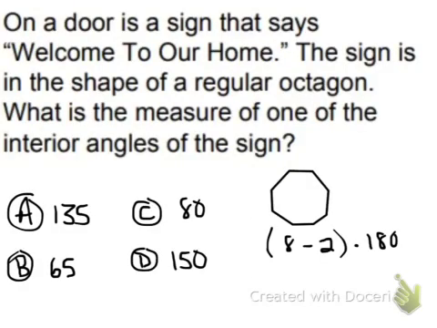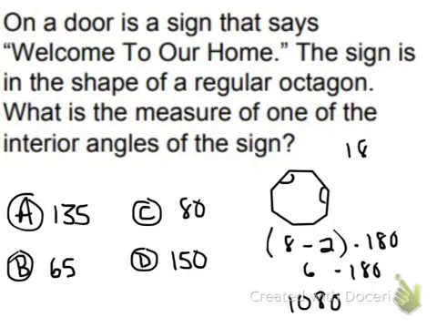Alright, and this will be our last one. This is a fun one. It says, on a door is a sign that says, welcome to our home. The sign is in the shape of a regular octagon, so I tried to do my best to draw an octagon here for you. Basically a stop sign. What is the measure of one of the interior angles? So, we had a similar question before, the total interior angles, using our n minus 2 times 180 again, is going to be 1080. However, that is not our final answer because we need to find out what one of these is, each one, if they're all the same.